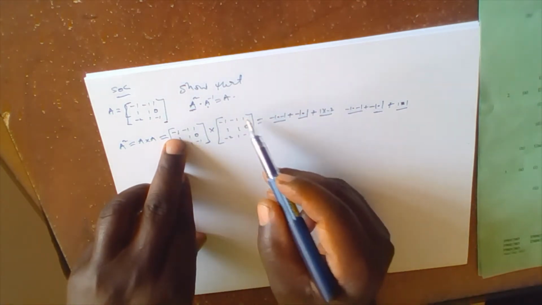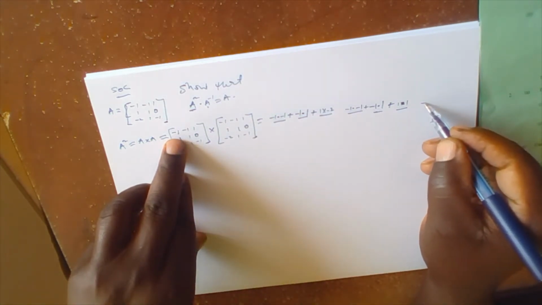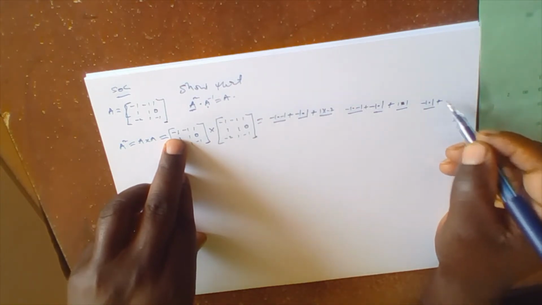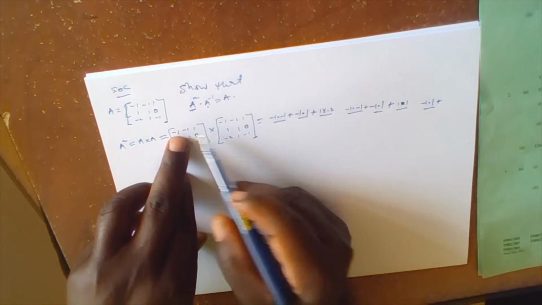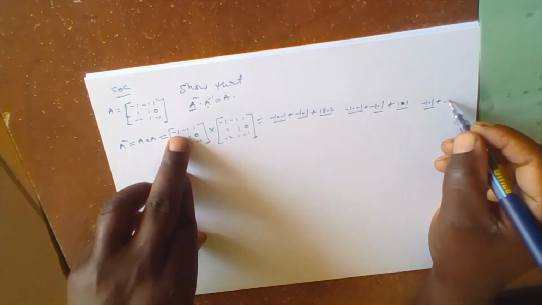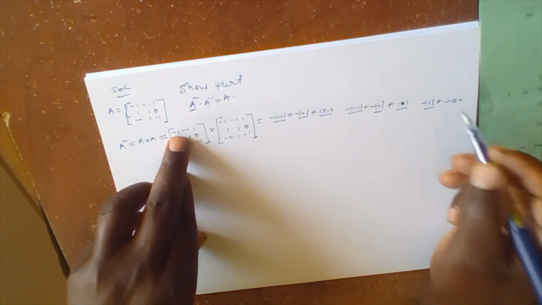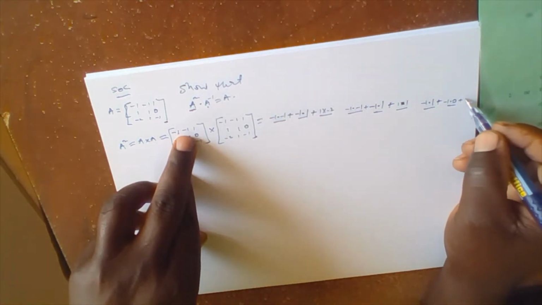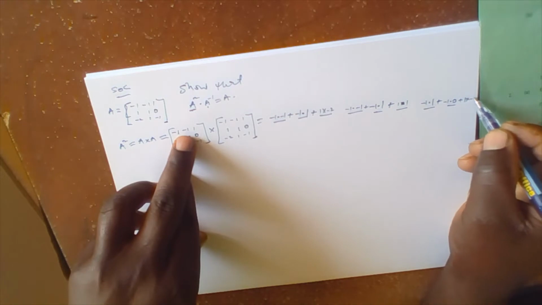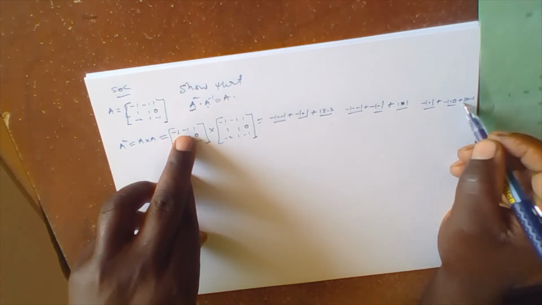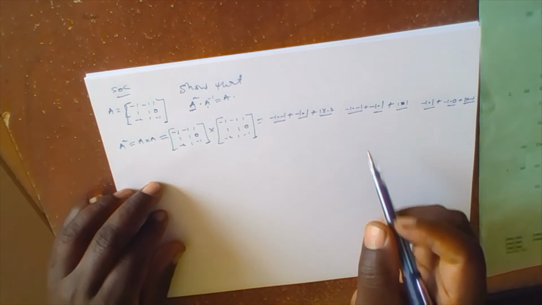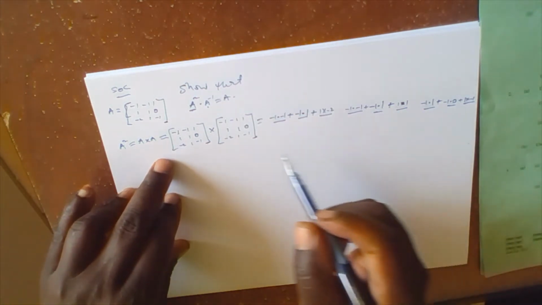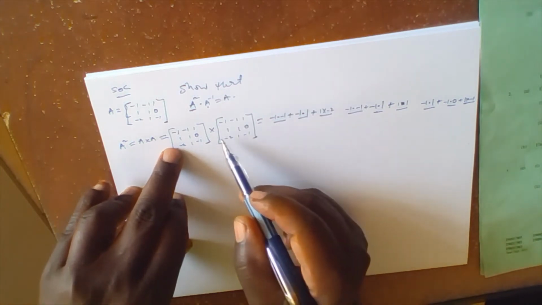It will be -1 times 1 times 1, plus -1 times 0, plus 1 times negative 1, like that. So we are through with the first row. Now we come to the second row.